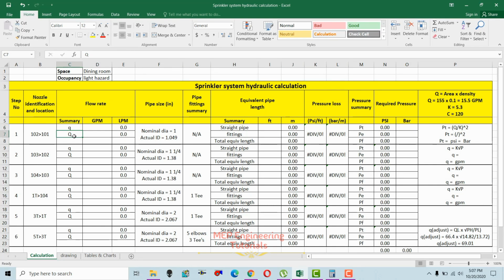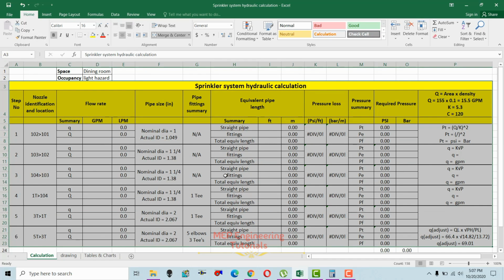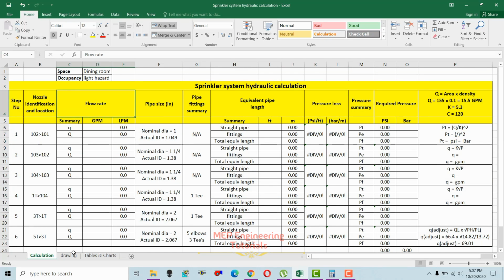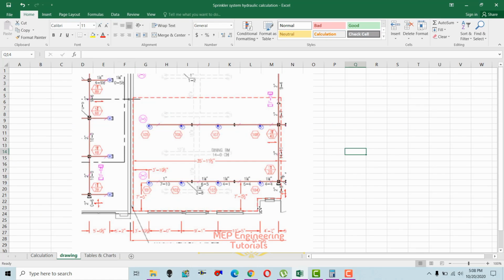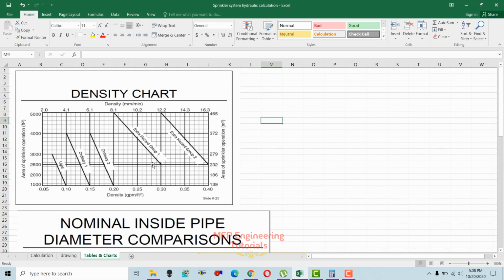The topic which I'm going to discuss today is related to the sprinkler system hydraulic calculation. As you can see, I have prepared an Excel sheet for sprinkler system hydraulic calculation. This is the drawing which I'm going to use, and here are the tables and charts which I'm going to use during calculation.